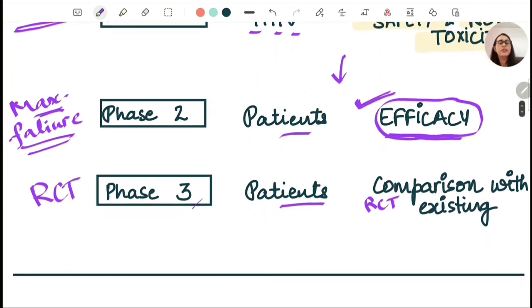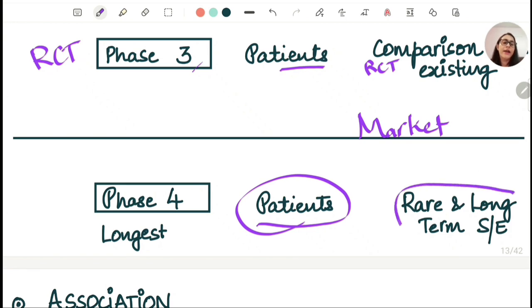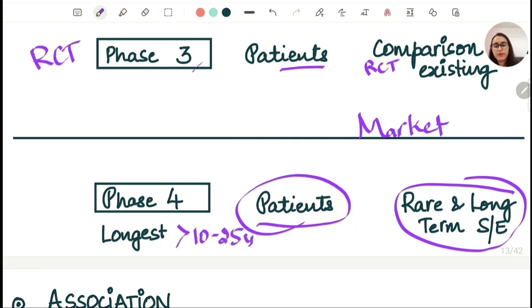Now after phase 3, if the drug is better than the existing drug, you launch this drug in the market. After that, there comes phase 4. Phase 4 is when the drug is released in the market, it is given to patients and we check for rare and long-term side effects or complications of the drug. So phase 4 is the longest phase of a clinical trial. Asked in the question, the longest phase of clinical trial is phase 4 and it is done for 10 to 25 years. So post-marketing surveillance is done during phase 4.